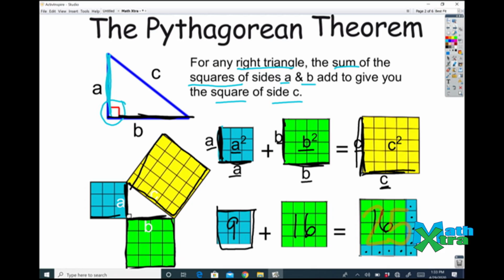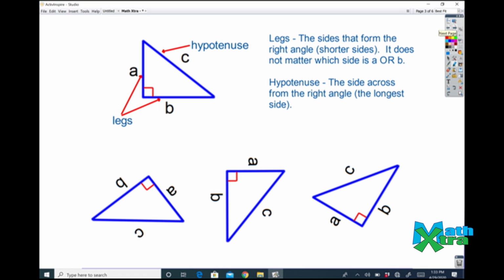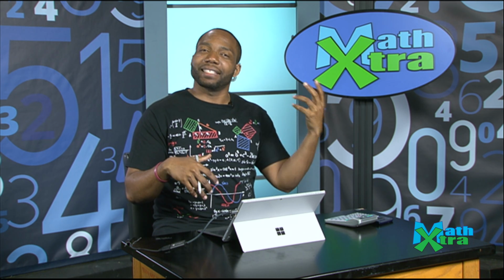In a right triangle, there are different parts. The legs are the sides that form the right angle. These are the shorter sides. It does not matter which side is A or B. I just need to know that sides A and B are the legs. When I teach this, I usually say we can make A the shorter leg and B the longer leg if we want, but it really doesn't matter which side is A or B.